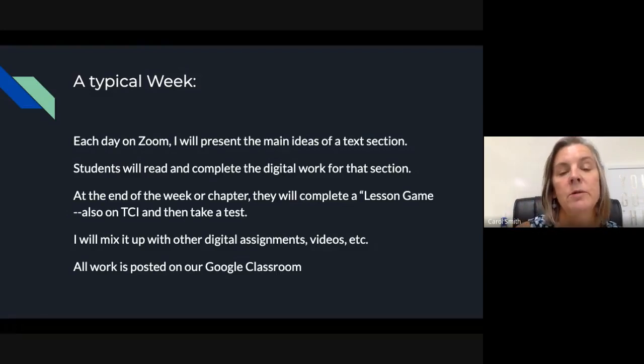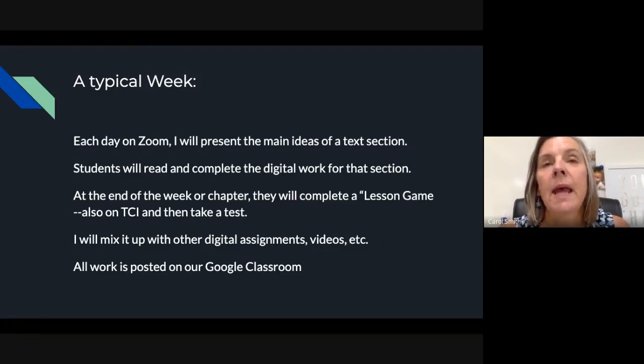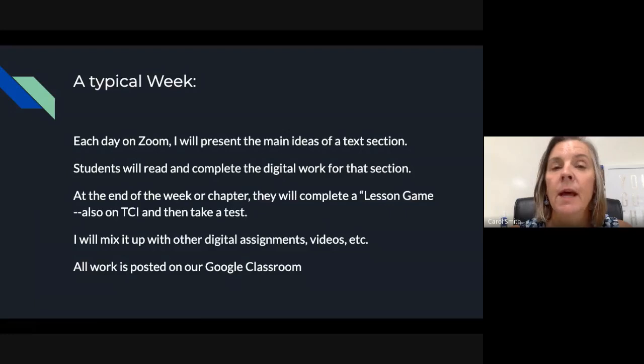All the work will be posted on Google Classroom. At times, there will be assignments that aren't in TCI, but they are on Google Classroom, and you can check the work there. Again, if you want to actually look at their work, you will need to log in with the students' credentials to Google Classroom, but then you can look at their work and see how complete it is.